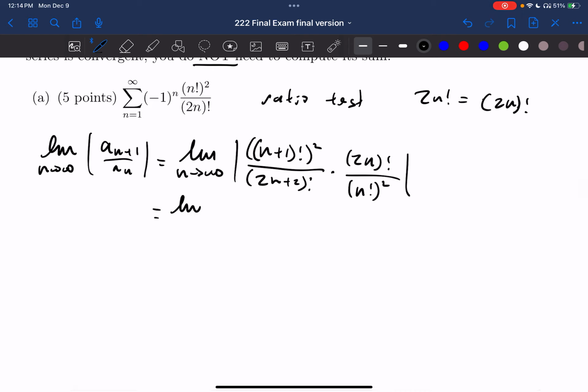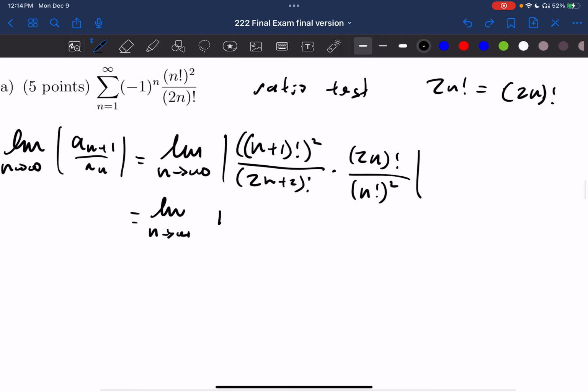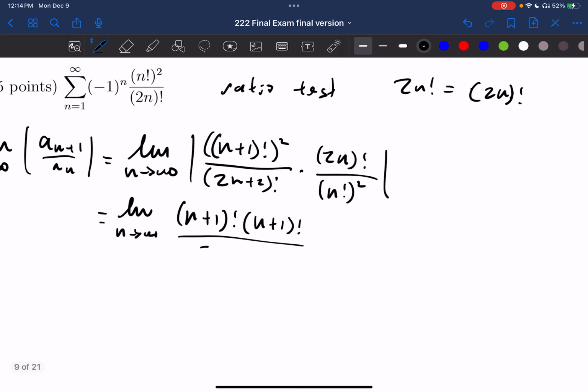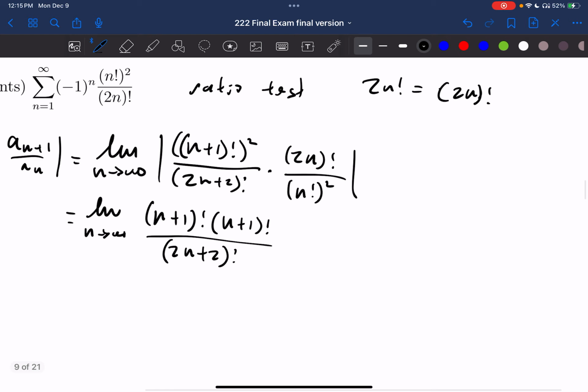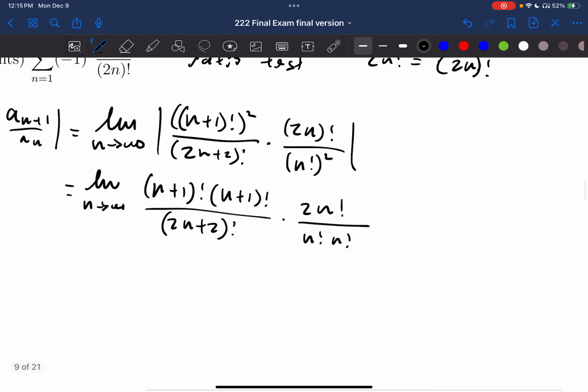This is going to be equal to the limit as n goes to infinity. Here, let's write this out as n plus 1 factorial times n plus 1 factorial. To make it more clear, this will be divided by 2n plus 2 factorial times 2n factorial, all over n factorial times n factorial.